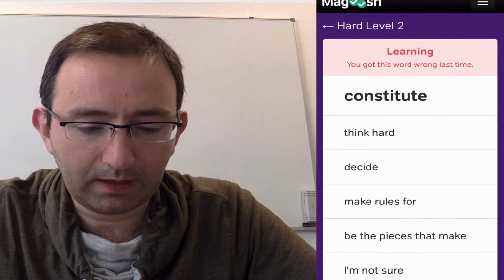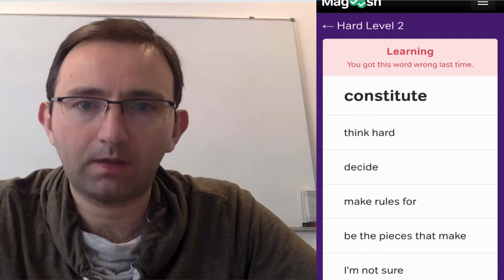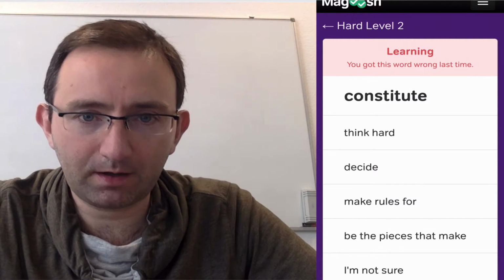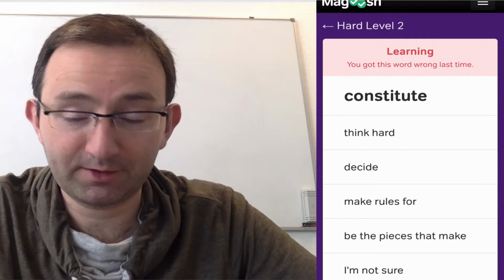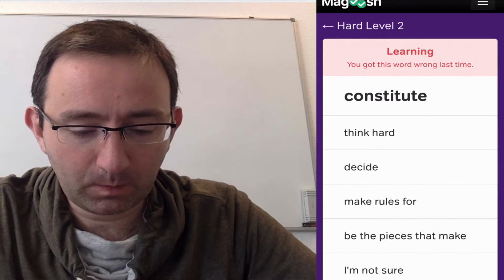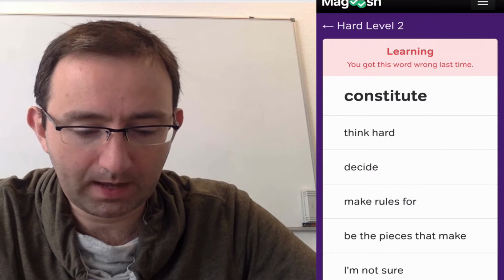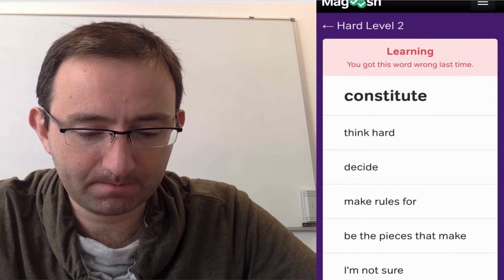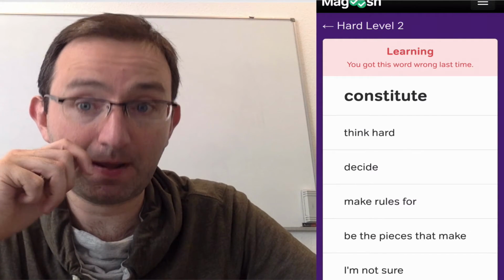It says learning. You got this word wrong last time, and that's not because I'm an idiot, but because I was deliberately getting words wrong to test the app. Okay, so the word I have to find the meaning of now is constitute. And there are 4 choices. Yeah, and I know that the answer is be the pieces that make.